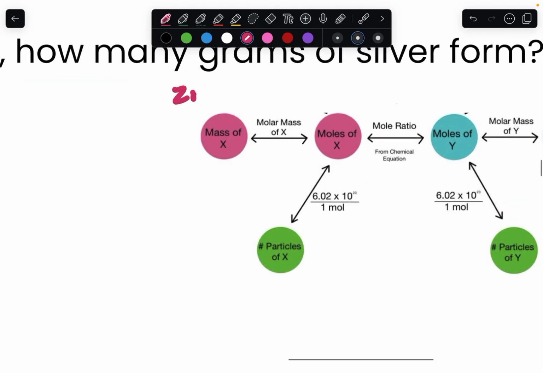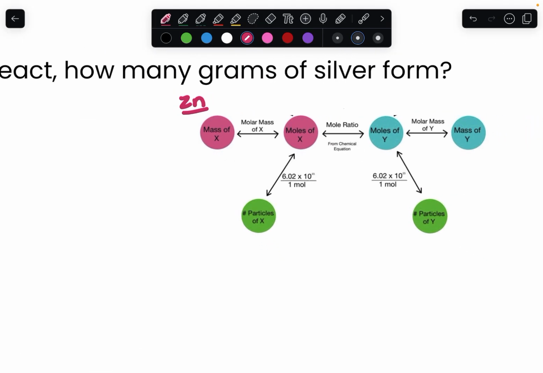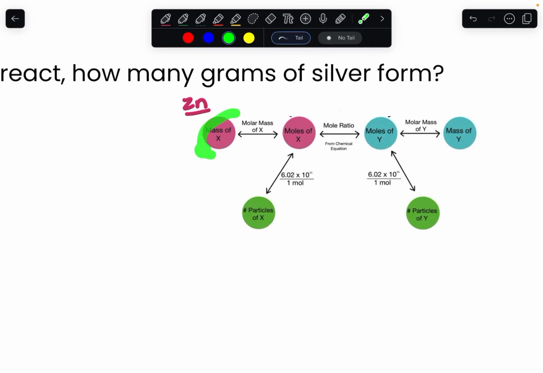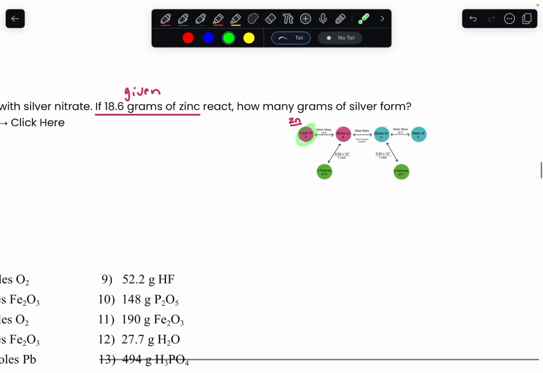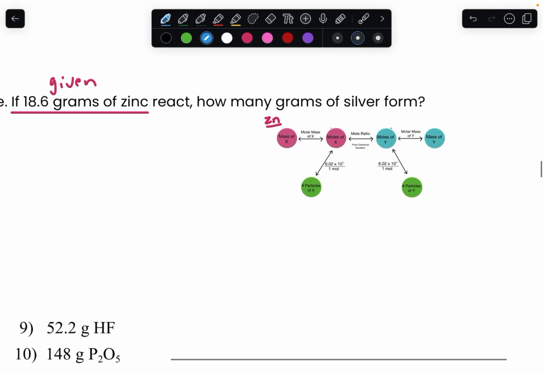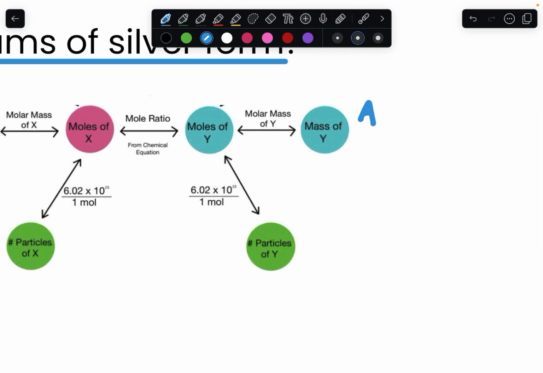So our starting point is going to be over here on the map. We're in mass of X right now. How many grams of silver form? That is our unknown. We are going to be looking for, I'm going to put a question mark over that, mass of Y. So this is going to be our grams of silver, or Ag here, that we are looking for.